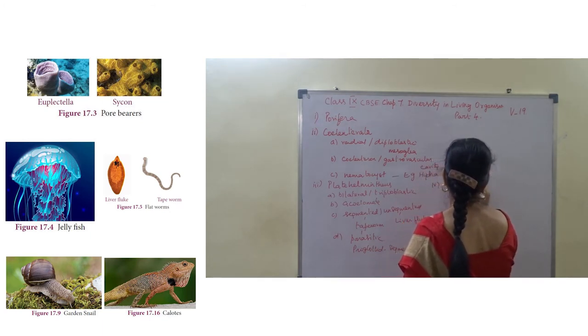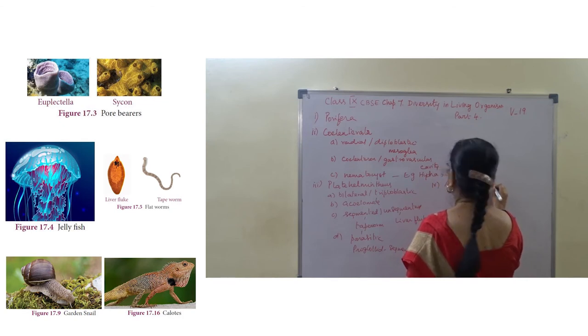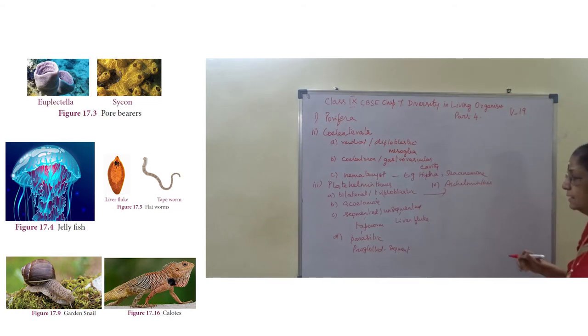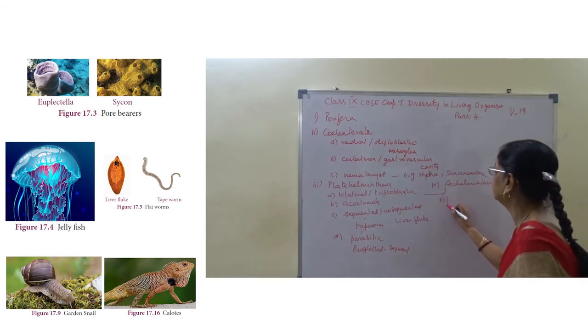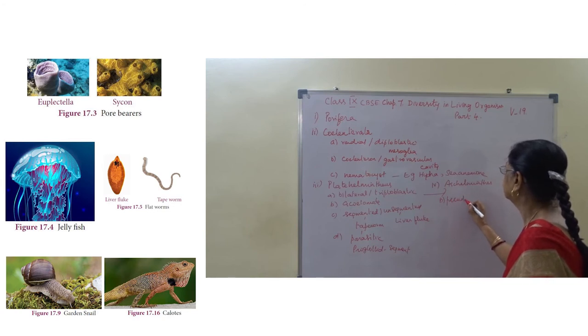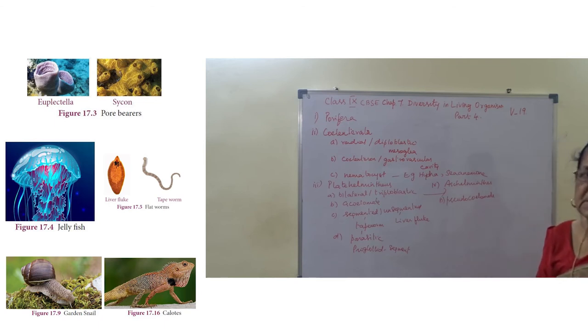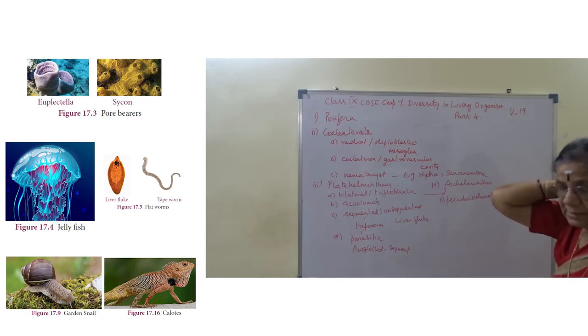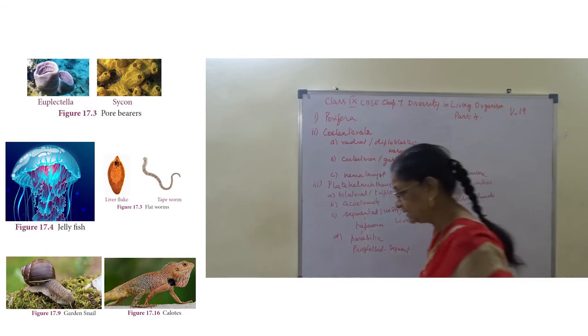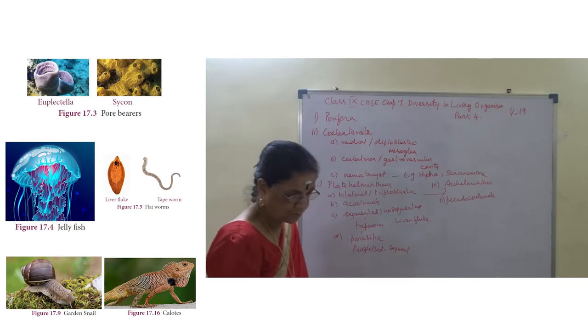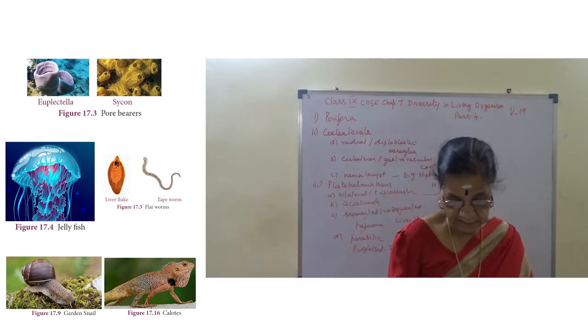Phylum Aschelminthes, again bilateral, triploblastic, and pseudocoelomate, absence of true coelom. Actually, a coelom may be there, but the cells are not true in nature. They are false cells filled with mesenchymal cells. False tissue, mesenchymal cells. Okay.